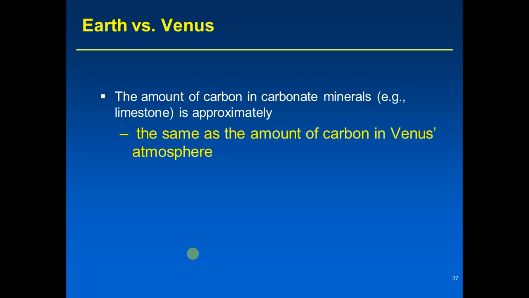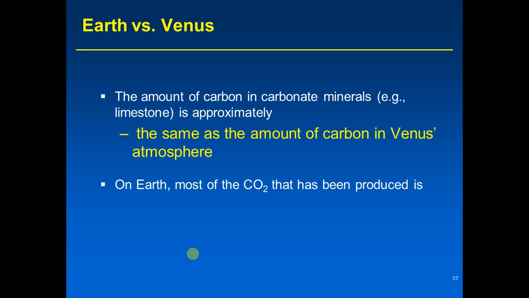Well, when you know how there's a tremendous amount of carbon in the sedimentary rocks, okay, 66 million gigatons of carbon in sedimentary rocks, well, the amount of carbon in the carbonate minerals, such as sedimentary rocks, is about the same as the amount in Venus's atmosphere. So on Earth, the large majority of carbon dioxide that's been produced is now locked up in the carbonates. It's locked up in the sedimentary rocks.